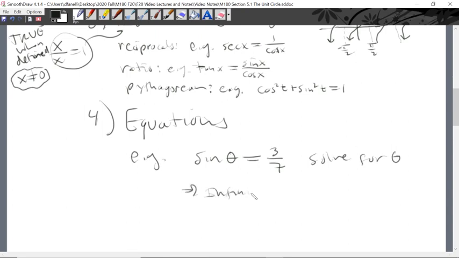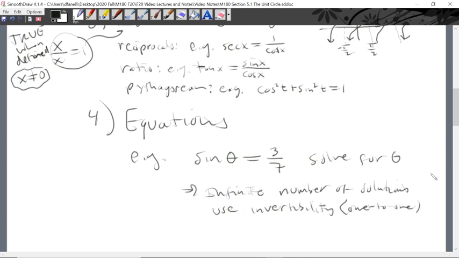There are, in general, going to be an infinite number of solutions. And in order to find those solutions, we're going to use invertibility. That is, we need to define the inverse of these functions so that we can take the inverse of both sides of the equation to cancel the sine and leave theta by itself. But to use invertibility, we need to make these functions one-to-one, required.